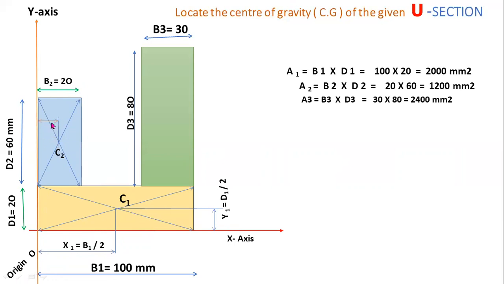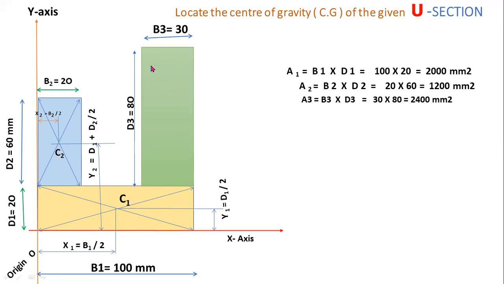X2 equal to half of the base. X2 is the distance of centroid C2 from y-axis. In similar way, Y2 is the distance of centroid C2 from x-axis. Y2 equal to depth of a bottom rectangle plus half of the depth of a second rectangle.